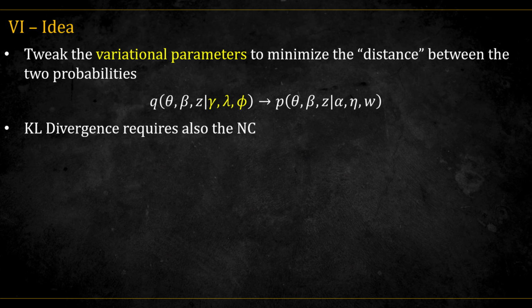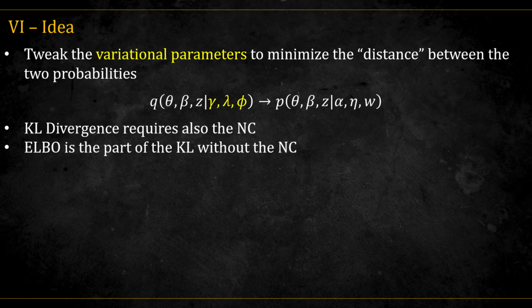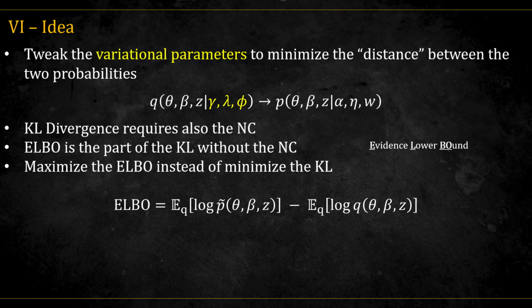The way we measure distance between two distributions is usually through the KL divergence. But the full KL divergence also requires the evidence, that is the intractable denominator, or the normalizing constant. So instead, in VI, we optimize only the part of the KL that doesn't require the normalizing constant. That part, times -1, is called the ELBO, which stands for the evidence lower bound. And so maximizing the ELBO is the same as minimizing the KL.